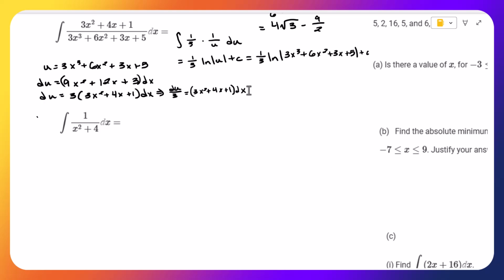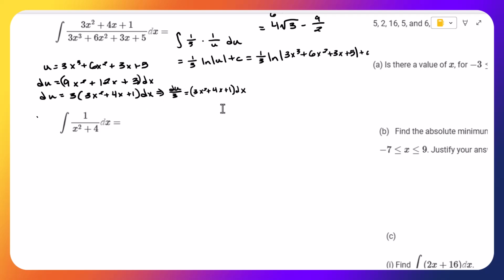Okay, this one was pretty straightforward. Our denominator, because I noticed that this is an x cubed, if I take the derivative of x cubed, it's going to get me to x squared. So this is what I u-subbed. And when I take the derivative of that, it's similar to what we just had to do. We end up with 9x squared plus 12x plus 3 dx, and we need to factor out a 3.